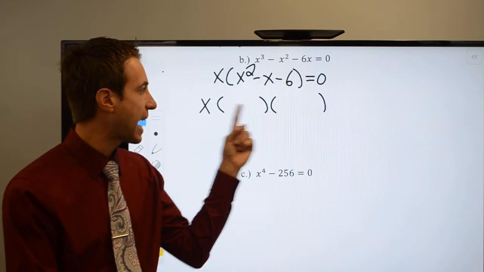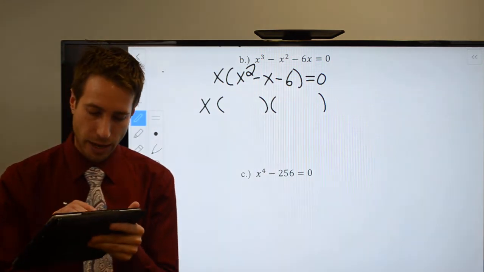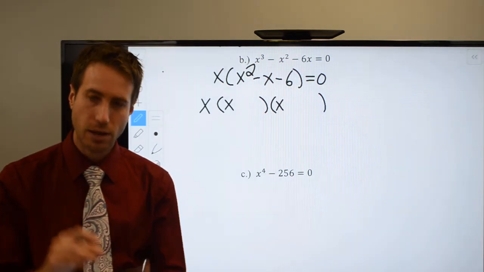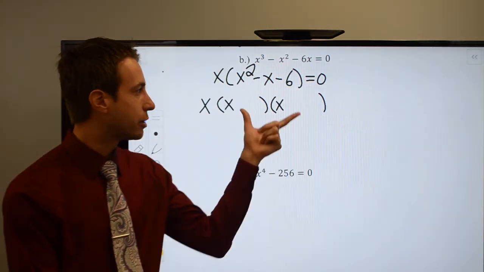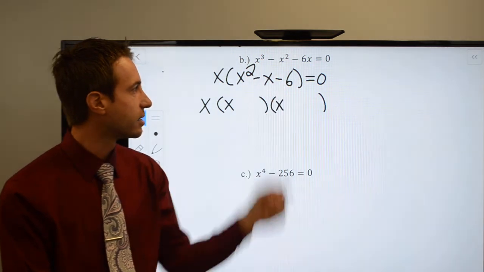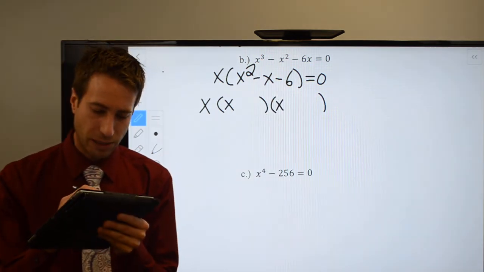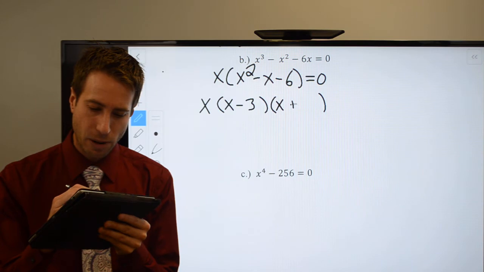The easy bit, x times x, gets me x squared. The trickier bit, I need two numbers that multiply to a -6 and sum to a -1, which would actually be a -3 and a +2.